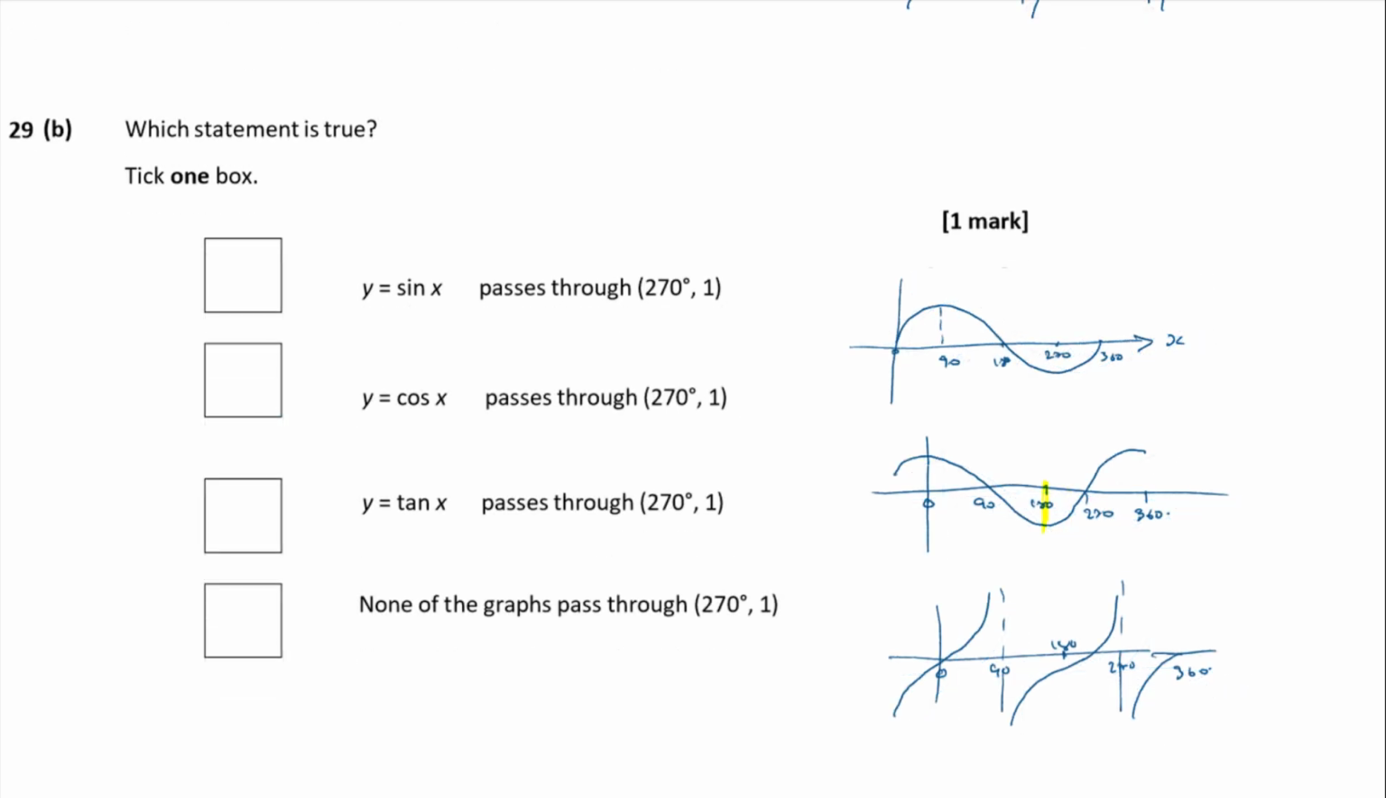For part B, it's the same question, but it's whether or not it passes through the point (270, 1). So 270 on the sine curve, it's going to be at minus 1. It's down here, isn't it? At 270 on the cosine curve, it's at 0. At 270 on the tan curve, well, not actually there, is it? Because there's an asymptote at 270. So it doesn't actually pass through at 270. That's where it zips up to infinity. So actually none of them pass through (270, 1). So I'm going to tick this last box here. Cheeky, tricky question, that one. So none of them do.